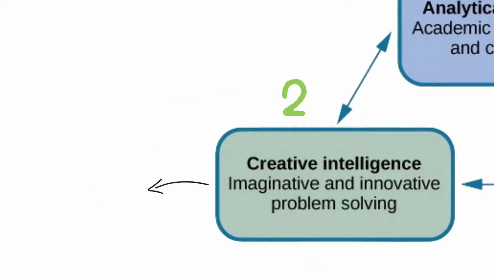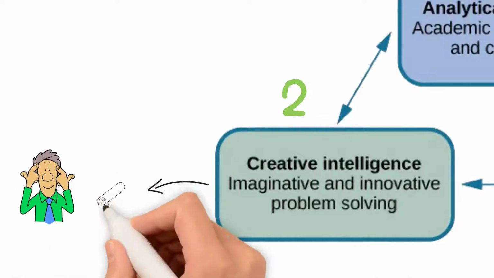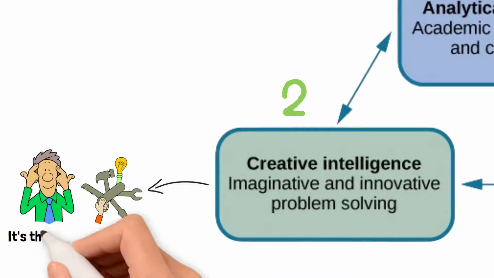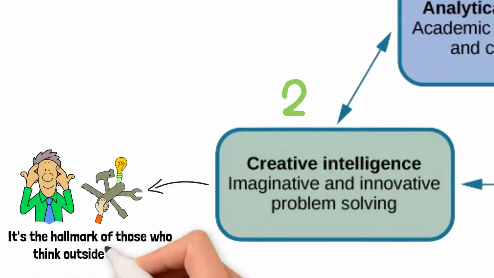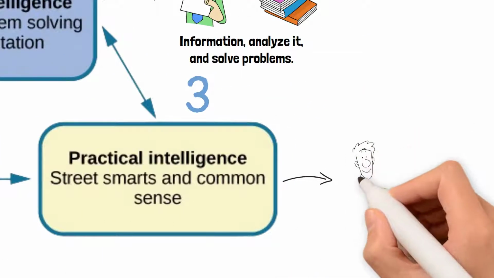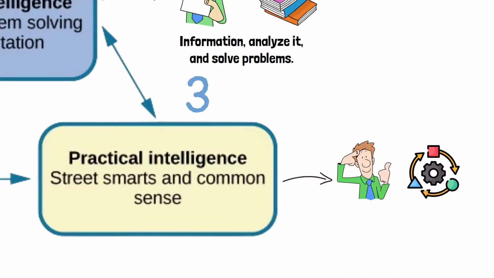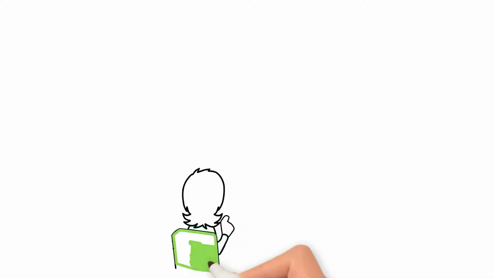Creative intelligence is our ability to deal with new situations using past experiences and current skills. It's the hallmark of those who think outside the box. Practical intelligence, on the other hand, is what some might call street smarts, the ability to read situations well and adapt to them. Let's consider an example.